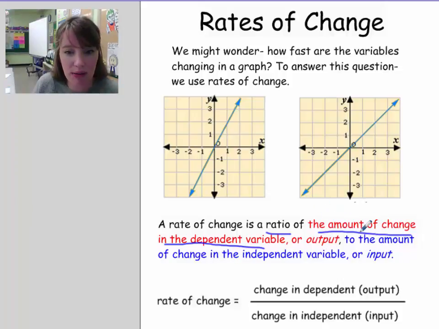So think about the way that I've just phrased that. It's a ratio of, remember, when you see "of," you know that the next part is going to be the numerator, the amount of change in the dependent, so that becomes the numerator. And then when you see "to," the next part is going to be the denominator, the amount of change in the independent variable or the input. So the rate of change is a fraction or a ratio of the change in the dependent over the change in the independent.